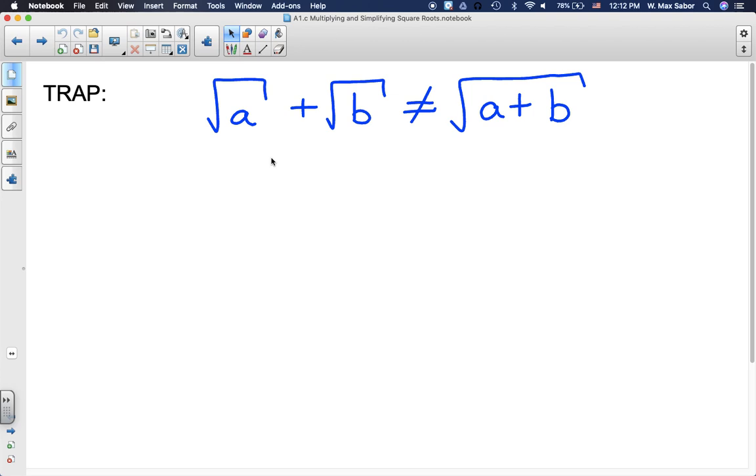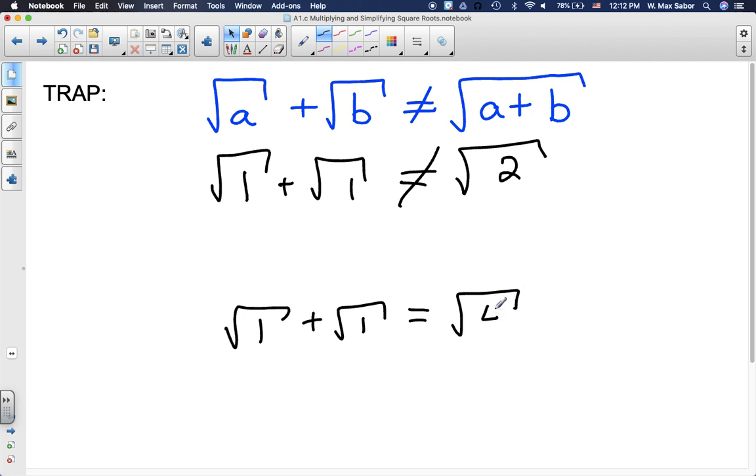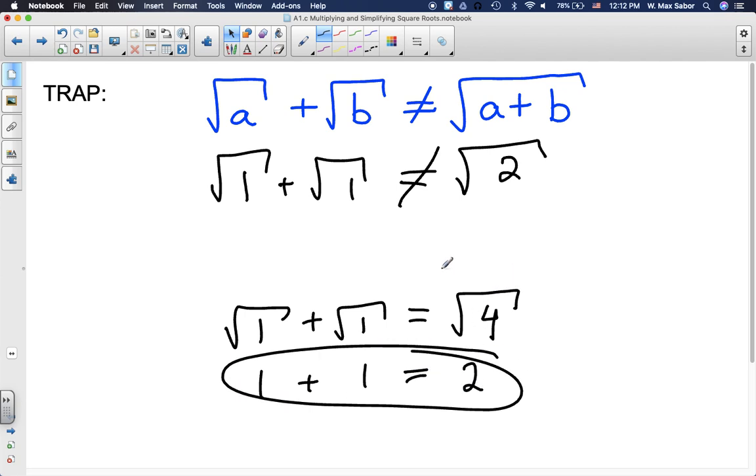It's tempting to say, okay, if you have square root of 1 plus square root of 1, you're tempted to say that that's square root of 2. 1 plus 1 is 2, but that's not true. I'm here to tell you that square root of 1 plus square root of 1 equals the square root of 4. And if you don't believe me, square root of 1 is 1, the square root of 1 is 1, the square root of 4 is 2. That is a true statement. Does not become square root of 2.